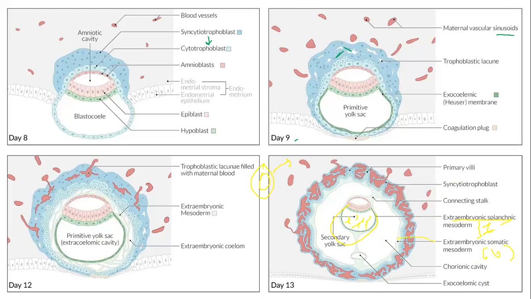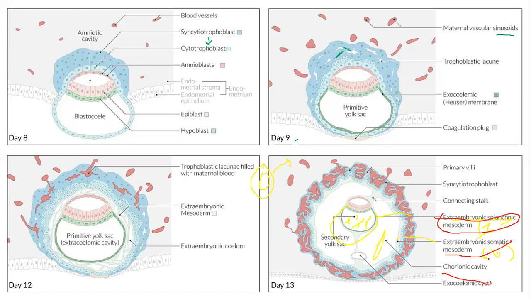This is the extraembryonic somatic mesoderm, and this part which is formed is our secondary, or we say chorionic cavity. So the cavity between the extraembryonic splanchnic mesoderm, here you can see easily like a sandwich. This is our extraembryonic coelomic cavity, one layer. Then we have the extraembryonic somatic mesoderm, and between these we have a cavity, and this is known as the chorionic cavity. So the chorionic cavity comes from the extraembryonic mesoderm.